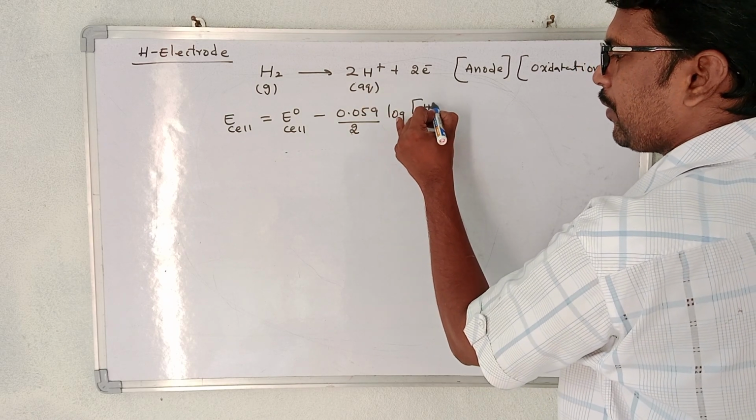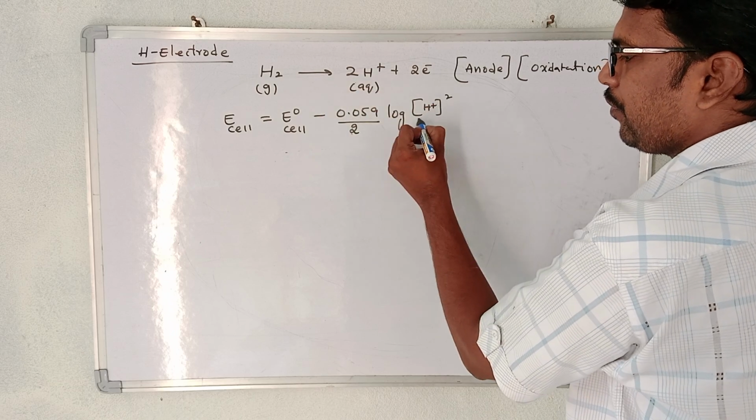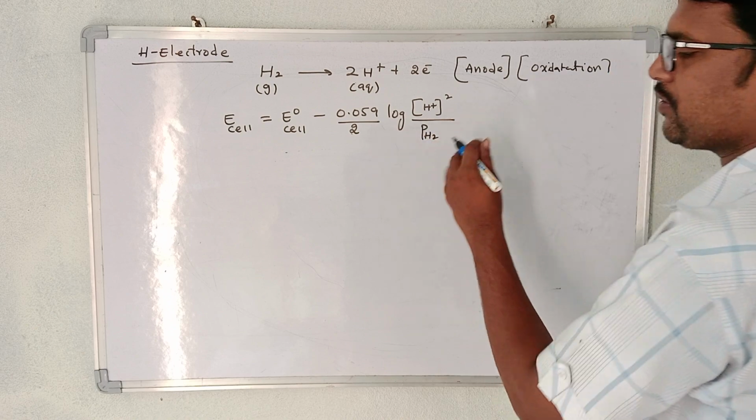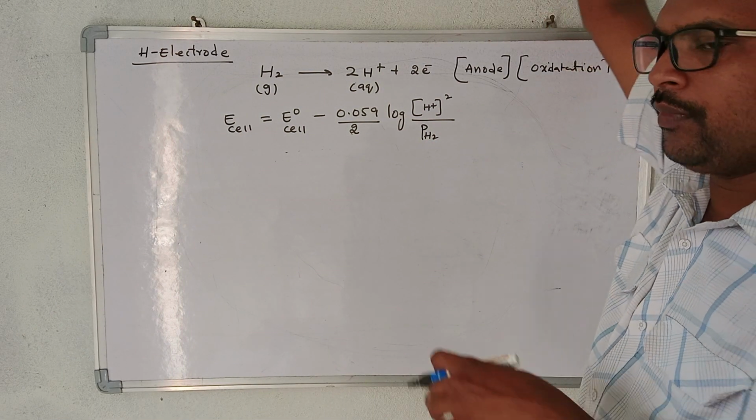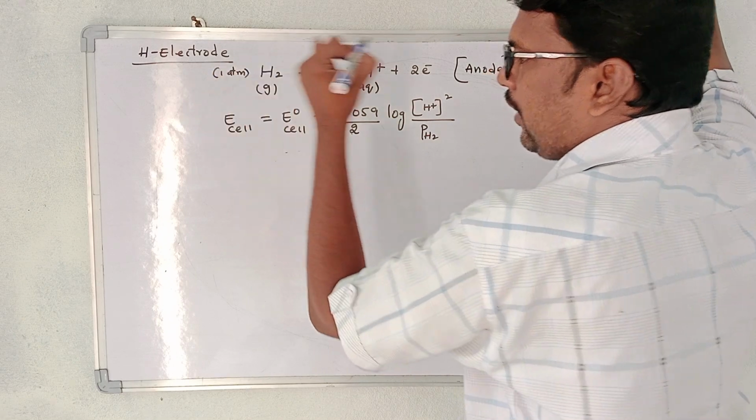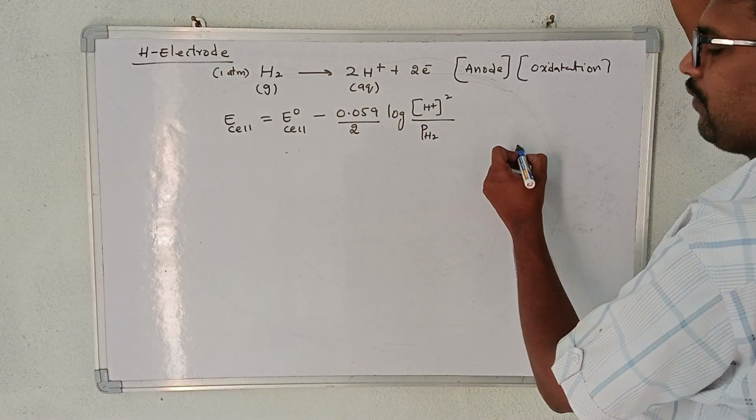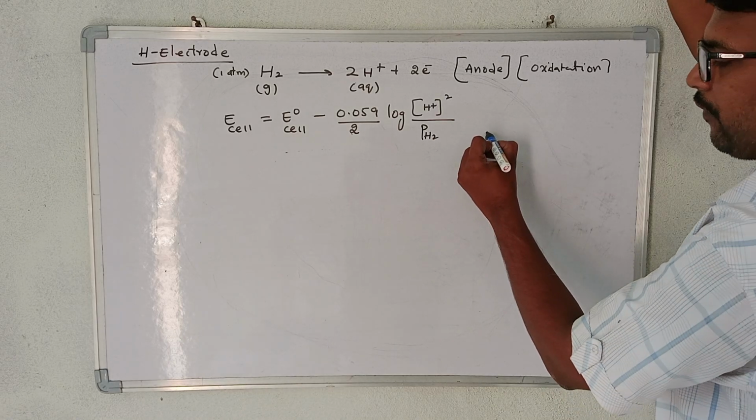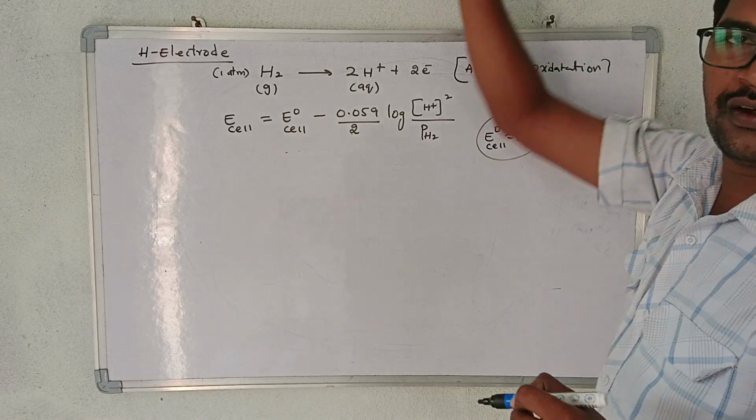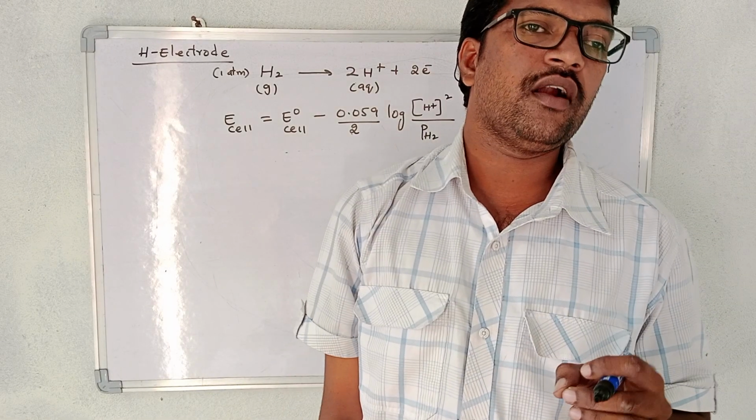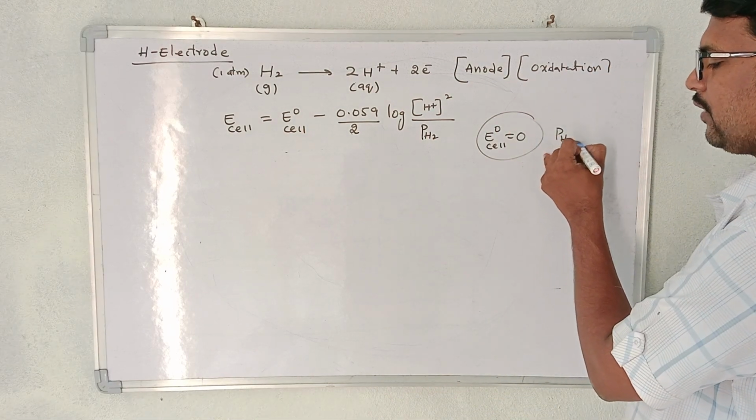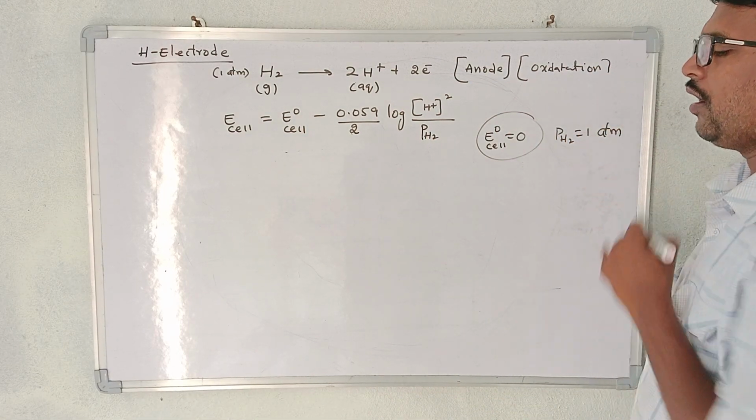Here the product is H+, present 2 times, so power 2, and H2 is present in gas form. Whenever a gas is present, we have to take it in pressure form. So we take the pressure of H2. Generally this H2 has 1 atmosphere pressure in the hydrogen electrode. So whenever you take the hydrogen electrode, it is a reference electrode, and its standard electrode potential value can be taken as 0, and the pressure of hydrogen gas can be taken as 1 atmosphere.